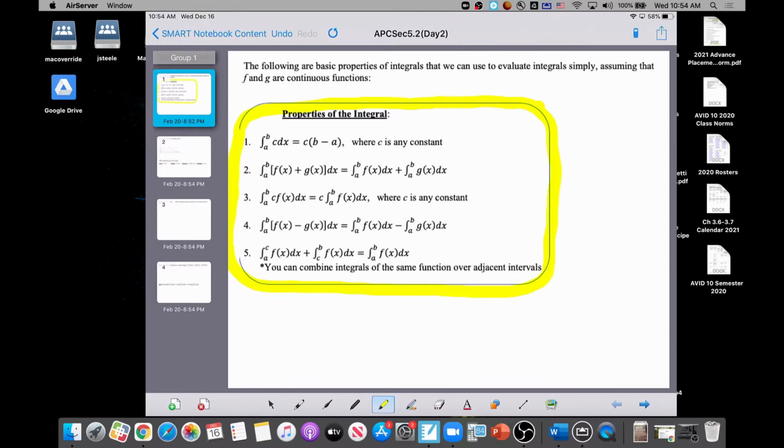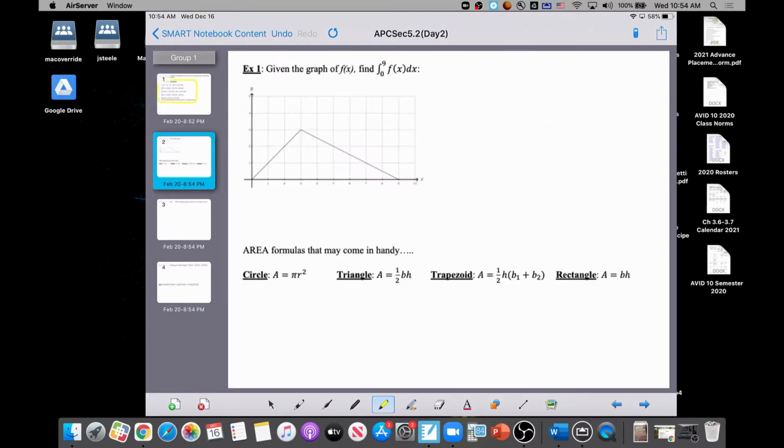and then subtracting. And then finally, number five, if you have the same function over adjacent intervals, so from a to c and then from c to b of f of x, you can combine those together into a single integral from a to b of f of x. Or likewise, if you wanted to break it apart, you could break it apart so that you could evaluate sections separately.